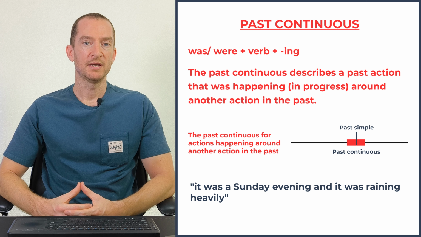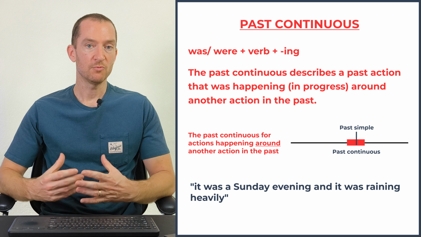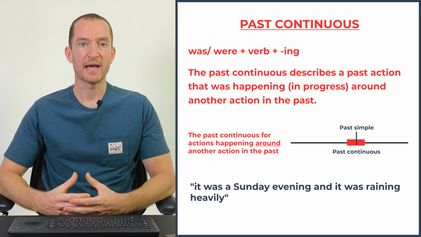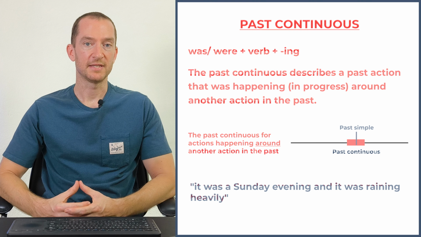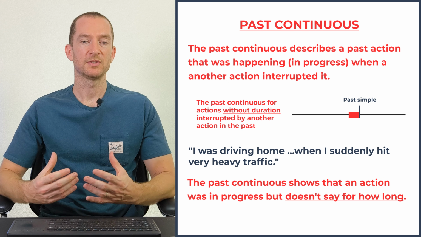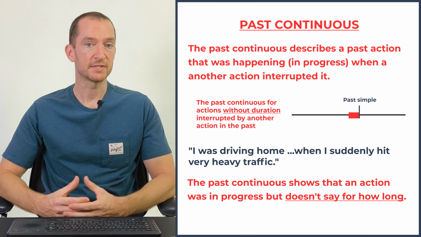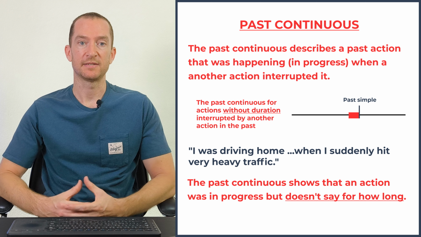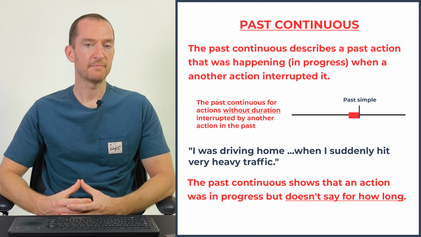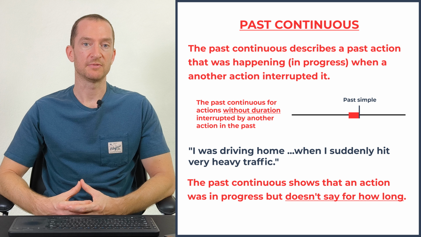For example, it was Sunday evening and it was raining heavily. It was raining was happening in the background around the main events of the story. Secondly, we use the past continuous to describe a past action that was happening or in progress when another action interrupted or stopped it. It's important to remember that you cannot use a time phrase with the past continuous.